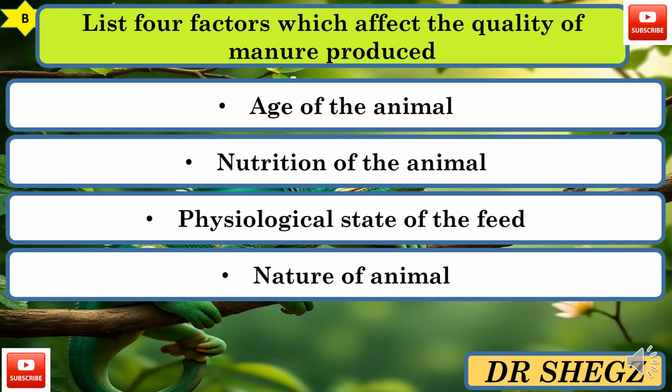4 factors which affect the quality of manure produced generally: you have age of animal, nutrition of the animal, physiological state of the feed, nature of the animal. This is from Essential Agricultural Science textbook. So these are the factors which affect the quality of manure produced, in this case, quality of dung that is produced by the cattle. So these are some of the factors.